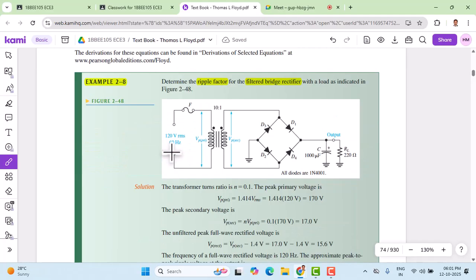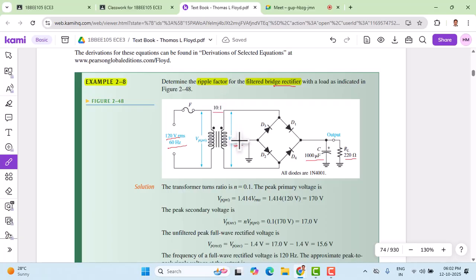And now let us work out one problem based on this. The example is 2.8. Determine the ripple factor for the filtered bridge rectifier with a load as shown here. This is the bridge rectifier circuit, and here we have a capacitor of 1000 microfarad. Load resistance is 230 ohm, and the AC input voltage is given as 120 volts, 60 hertz. This is the primary of a transformer. At the secondary, we have the VP secondary voltage, and this is a bridge rectifier circuit. The transformer turn ratio is 10:1, so we can calculate the secondary voltage if I know the turn ratio. The turn ratio becomes 1 by 10, 0.1.